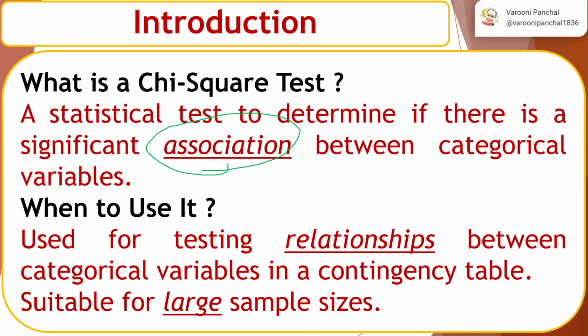It is used for testing the relationships between variables wherever there is a contingency table. A contingency table is nothing but, say, 2 rows and 2 columns, then 3 rows and 3 columns, 4 rows and 4 columns. And this is used especially for large sample sizes.